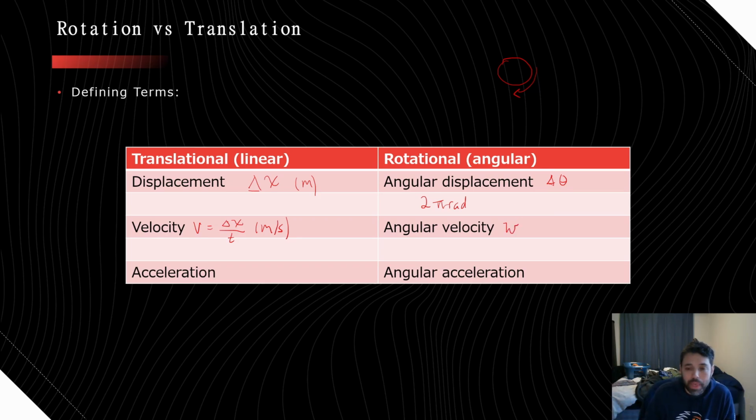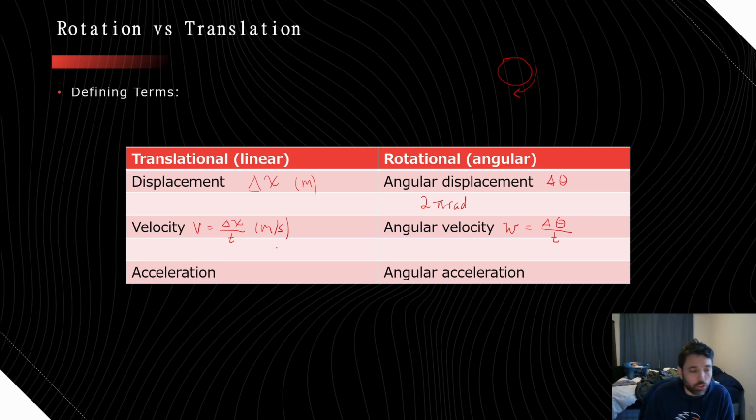It's the exact same thing. Instead of saying how fast an object is moving from point A to point B, like the person is running at 5 meters a second or whatever, now we're going to say the thing is spinning at a certain speed. The equation for this is going to be, instead of delta x over time, delta theta over time, or angular displacement over time.